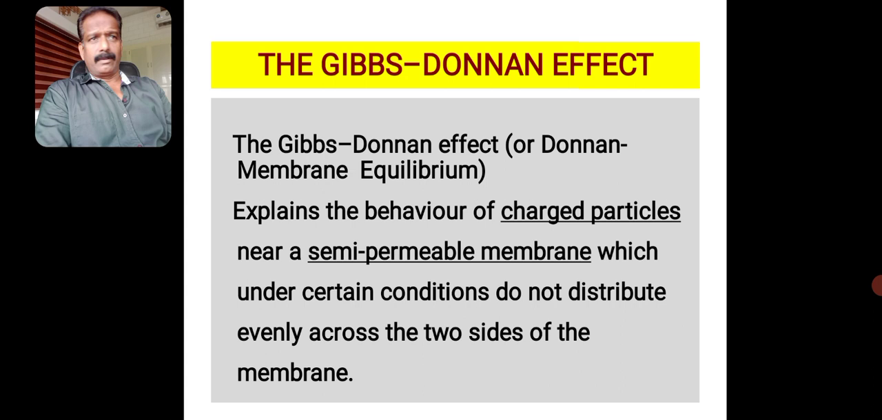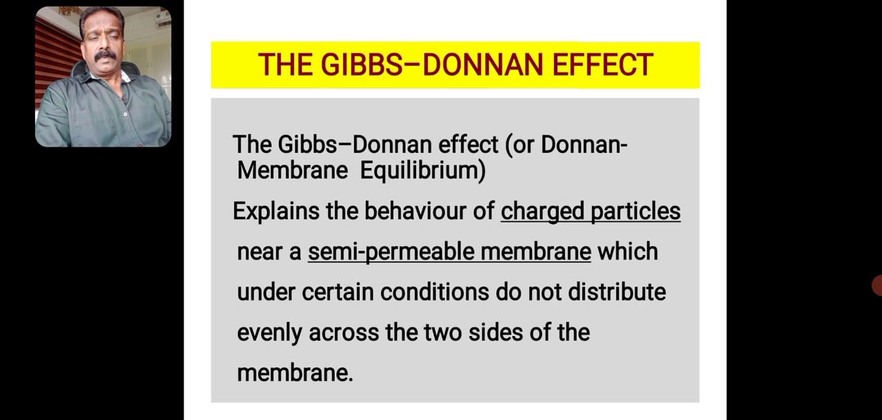For example, cations are the sodium cation, potassium cation, or H plus ions. And the anions are chloride anion, hydroxyl anion, or bicarbonate anion. These molecules usually distribute themselves easily across a semi-permeable membrane.